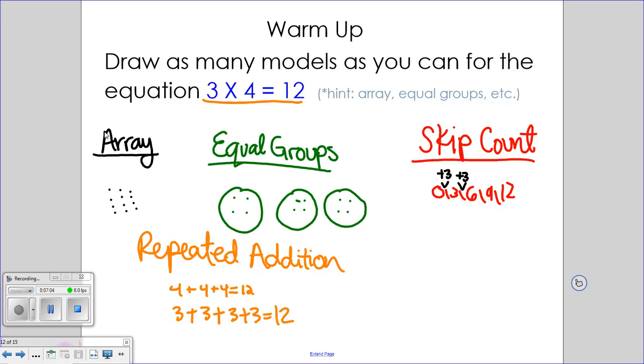Can you do repeated addition in different ways? What do you mean by that? Can you do something other than that to get the same exact problem? Well, you can draw it. We'll look at that later on. Okay? Okay.